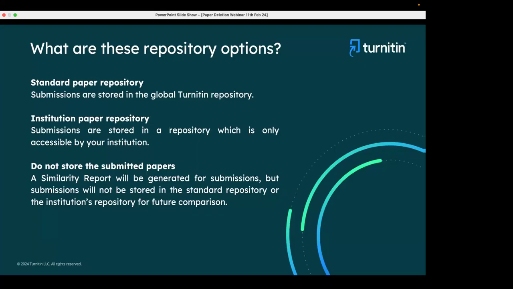Now, standard paper repository, please do not select if you want to check the paper multiple times. Please select do not store the submitted papers. Standard paper repository needs to be selected only when you are sure and you do not want to rework on that paper, then only go ahead and select standard paper repository. Institutional paper repository is for student collusion. However, if you're still not clear about what paper repository to select when, the ideal recommended option is the third one, that is do not store the submitted papers. You can have this repository option selected and can check the same paper multiple times.